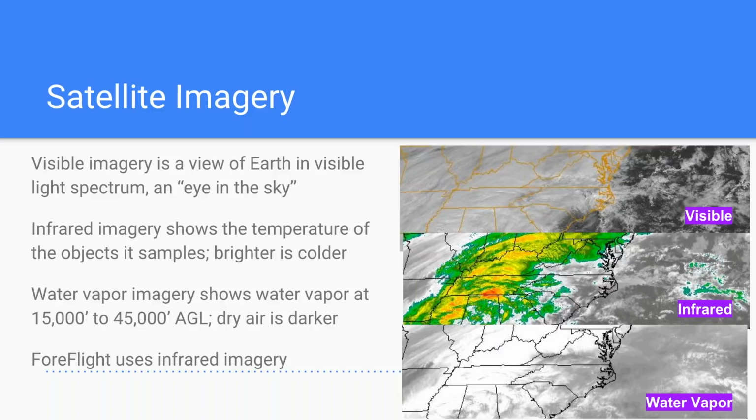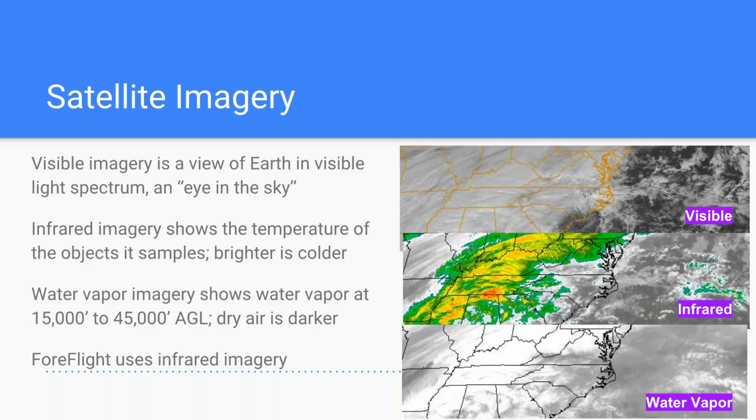Infrared imagery shows the temperature of the objects it samples. Brighter is usually colder. Some infrared imagery, like the one you see here at the right, is color enhanced. So brighter here indicates yellow, oranges. Those indicate colder cloud tops. Now, infrared imagery can also sample really cold air masses. So be on the lookout for something that may look like a cloud as a continental polar air mass comes in from Canada. Water vapor imagery looks at water vapor between 15 and 45,000 feet above the ground, approximately.